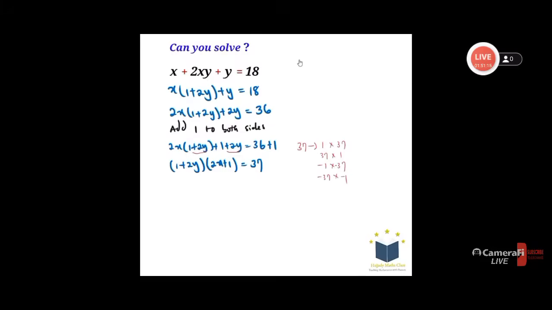So we are going to put this into consideration. For case 1, we have 2y plus 1 equals 1, and we also have 2x plus 1 equals 37. So with this, we have that y will be 0 and x is going to be 18. That's for case 1. So this is gone.